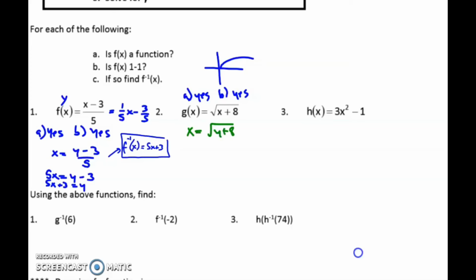So the first thing I want to do here is square both sides to get rid of that square root. So this is going to be x squared equals y plus 8, and then obviously I'm going to subtract 8 over there, so y equals x squared minus 8. So again, using function notation, what I'm going to have here is that g inverse of x equals x squared minus 8.